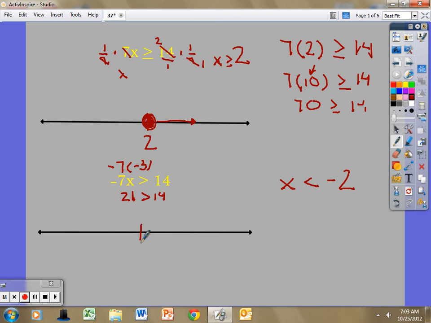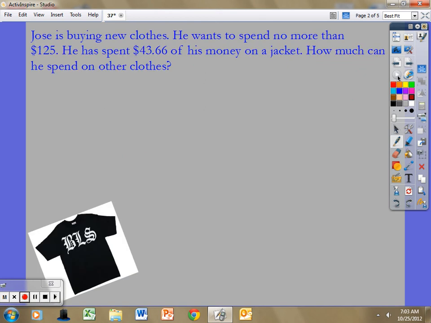So when I go to graph this, it says x is less than negative 2. So I can put a negative 2 in here. But now, negative 2 is not part of the solution set. Negative 2 is where it starts, but it's not included, and it's less than, so I graph to the left. Okay? So let's take a look at a story problem here.